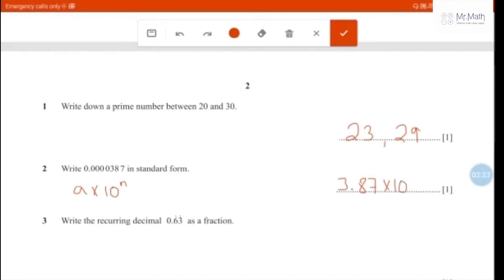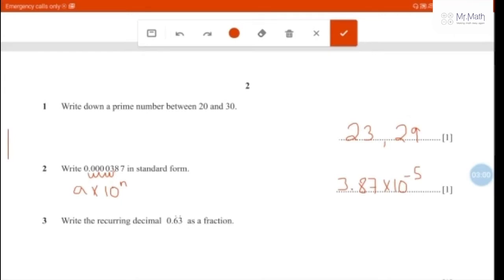So 3.87, the decimal point is just to the right of the number 3. So it's over here. So I'm going to move 1, 2, 3, 4, 5. So I'm going to move 5 places to the left. So since I'm moving to the left, the sign will be negative, and the number of places is 5, so it is negative 5.